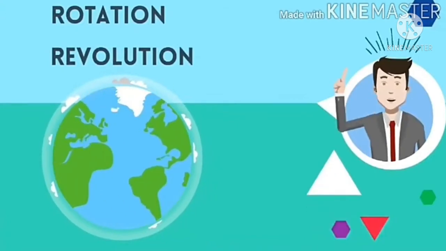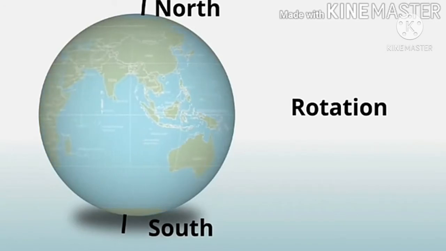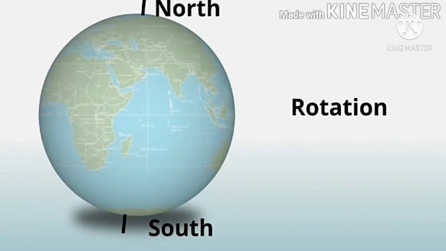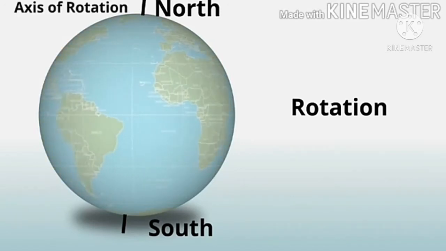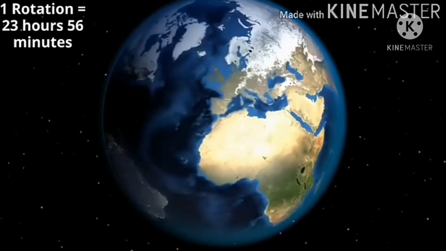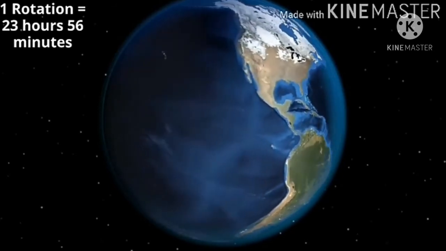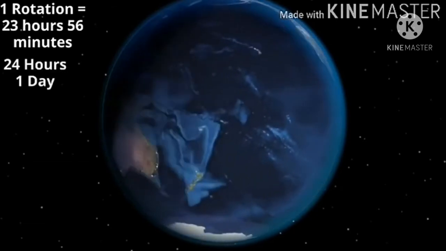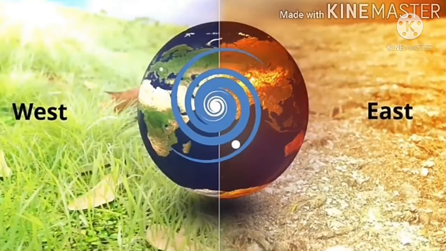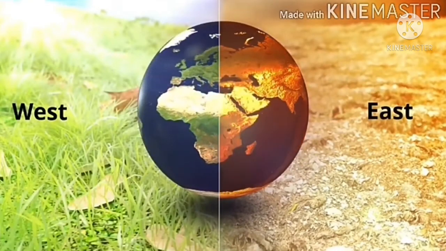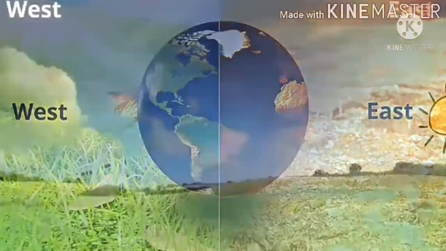So our discussion is on earth's motion. First, rotation. The earth rotates on its own axis. This is the spinning motion on its own axis, around an imaginary line which is drawn from the north to the south pole. It takes the earth 24 hours to complete a rotation, that is 1 day, and the earth rotates from the west to the east. You can see the image before you. That's the rotation of the earth. It moves from the west to the east.